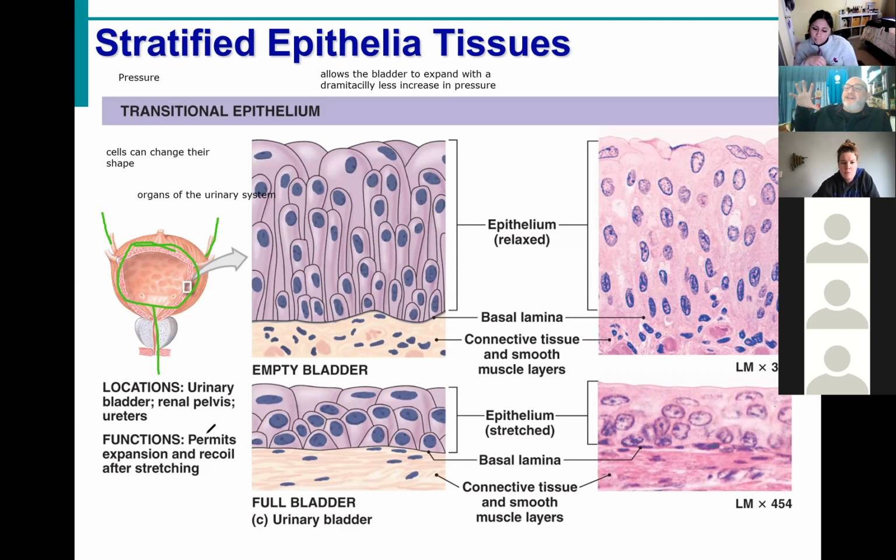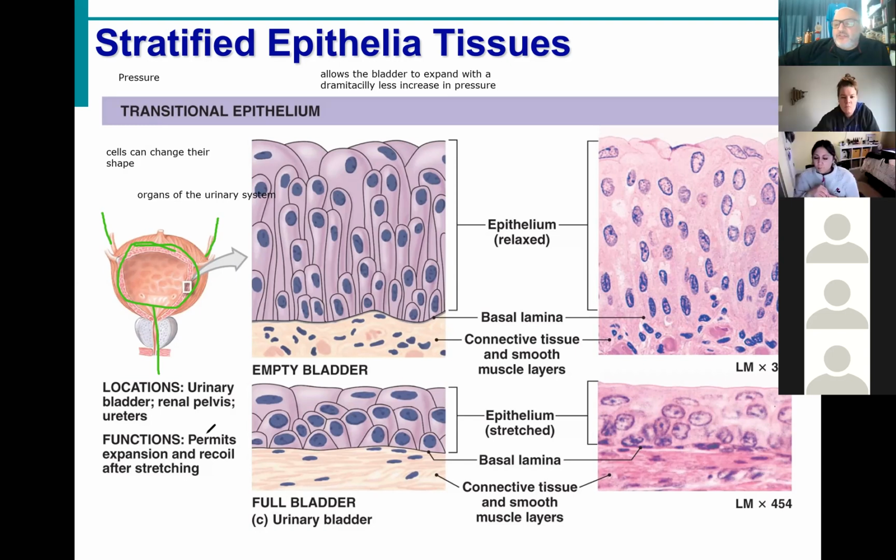So when you fill more blood into it, it can pump more blood out. So there we actually don't want to reduce the pressure. We want to increase the pressure there. So it would help us that way. Was there another hand that was up?